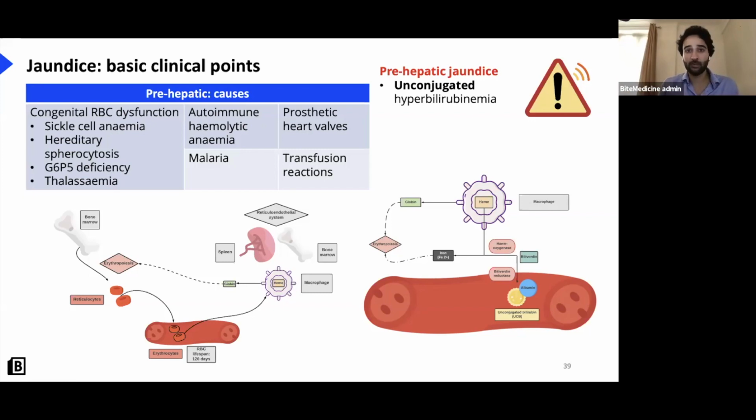And also remember, unconjugated bilirubin, as I've said so many times before, is lipid soluble, not water soluble. So there's no change to the color of your urine because it's not affecting the color of your urine, essentially. So those are the really basic causes and principles underlying pre-hepatic jaundice. And next time we'll go into more detail about all of these causes and some others as well.